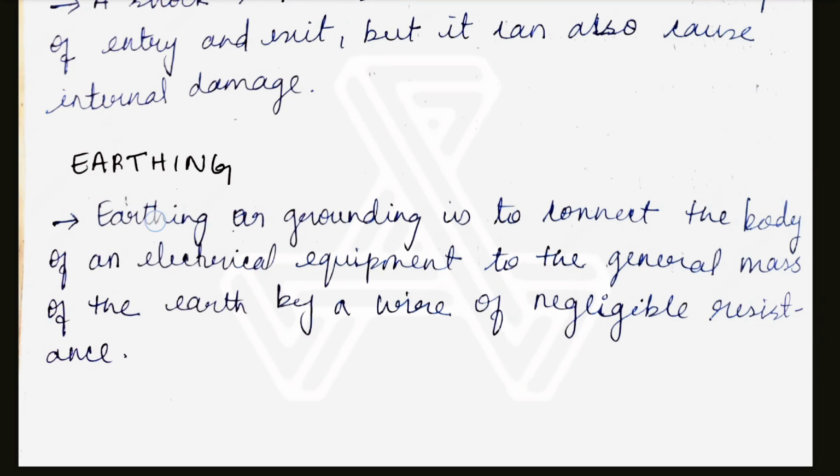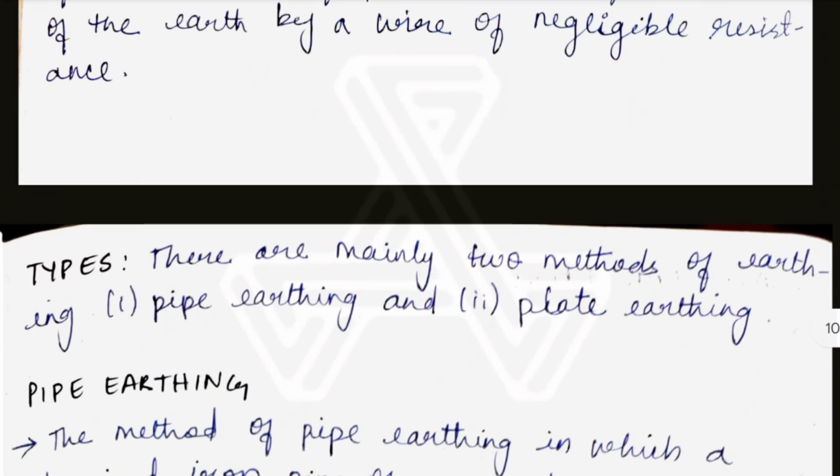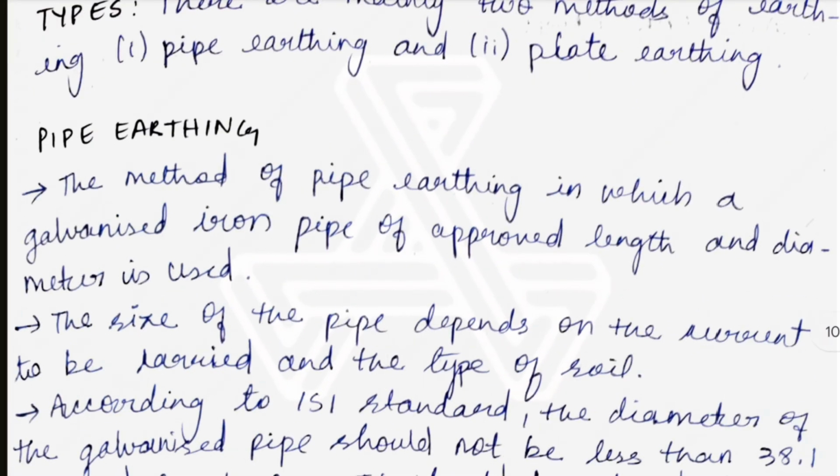Earthing or grounding is to connect the body of an electrical equipment to the general mass of the earth by a wire of negligible resistance. There are mainly two methods of earthing: pipe earthing and plate earthing.